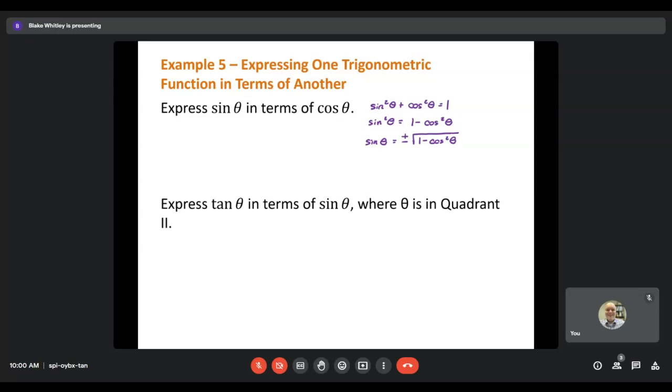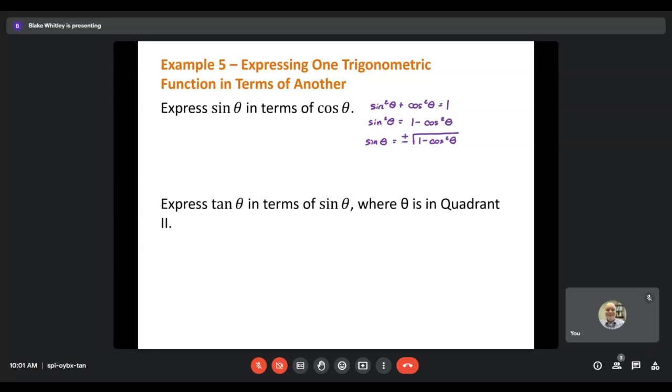All right, now, next piece is we want to express tangent theta in terms of sine. And this time they tell us that theta is in quadrant 2. So let's deal with the tangent in terms of sine first, then we'll talk about what to do with that quadrant 2 piece. Now, we do not have an identity that directly relates tangent and sine, right? So there aren't any identities that just have those two in it. So we're actually going to have to use a combination of a couple of identities to get this one.